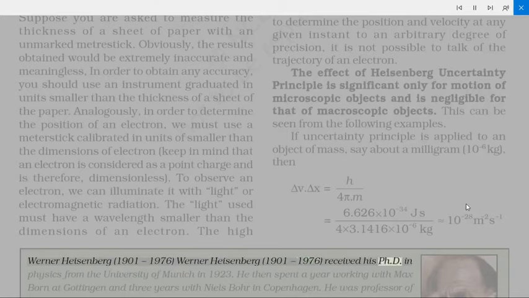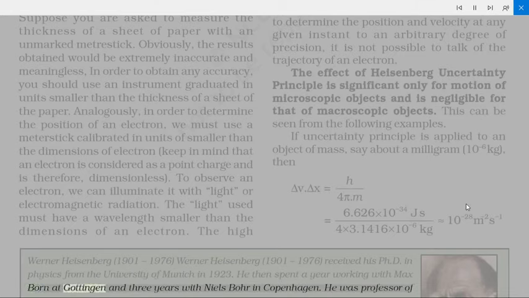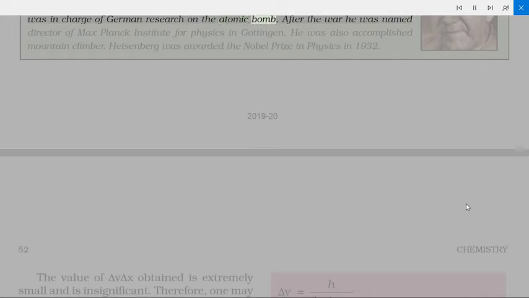Werner Heisenberg, 1901-1976, received his PhD in physics from the University of Munich in 1923. He then spent a year working with Max Born at Göttingen and 3 years with Niels Bohr in Copenhagen. He was professor of physics at the University of Leipzig from 1927 to 1941. During World War II, Heisenberg was in charge of German research on the atomic bomb. After the war he was named director of Max Planck Institute for Physics in Göttingen. He was also an accomplished mountain climber. Heisenberg was awarded the Nobel Prize in Physics in 1932.